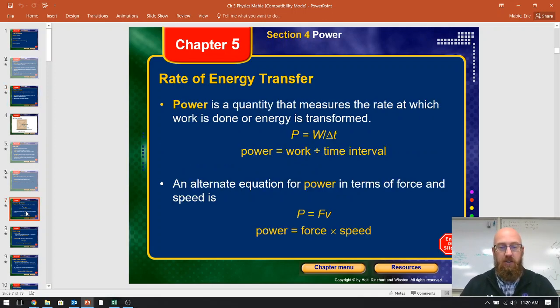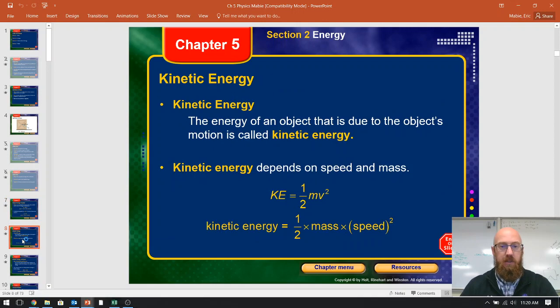Moving on, here are your definitions of power. If you want to pause it for a second, write it down. Two equations: power equals work divided by time, or power equals force times the speed. And you'll see that in the calculations here in a minute.